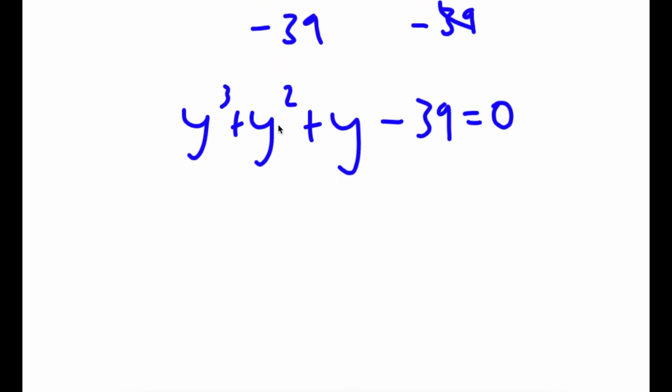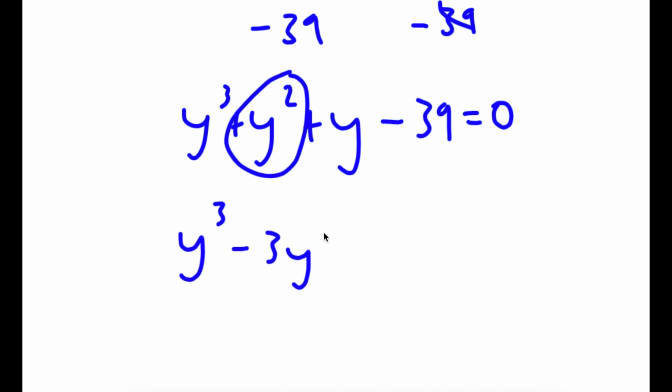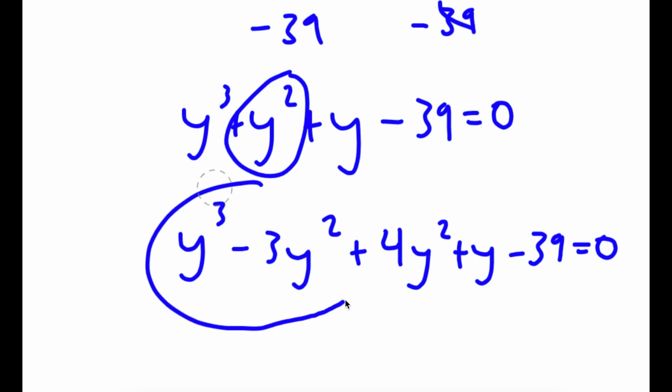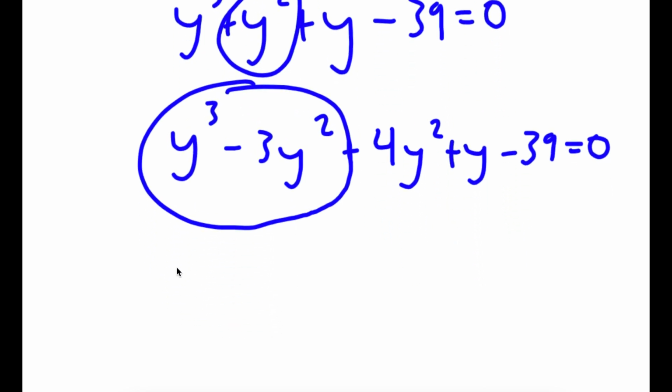Now, I'm going to rewrite y squared here as negative 3y squared plus 4y squared. So I have this plus y minus 39 is equal to 0. Now, from y to the power of 3 minus 3y squared, I can factor out y squared. So I have y squared times y minus 3.